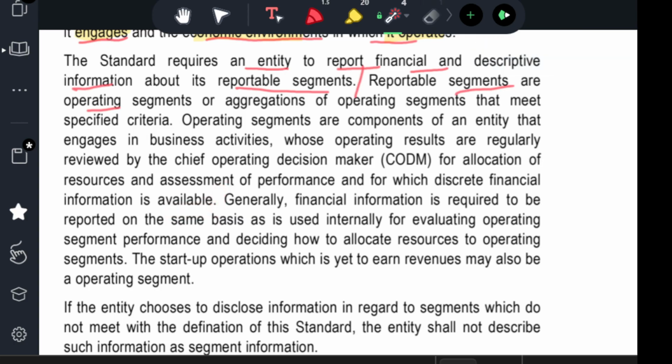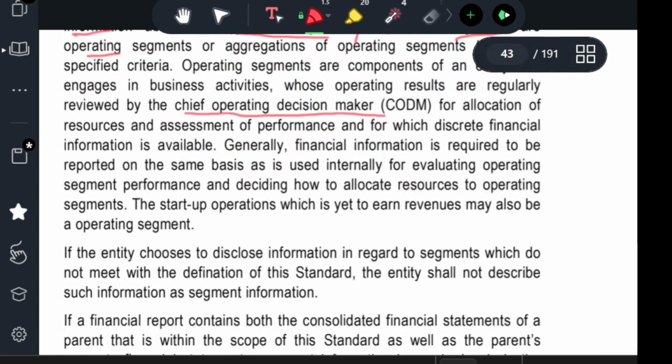So some resource has been used by the organization. What is the resource that has been used? How much resource has been used? What is the result of the use of resources? Is it effective or not? That should be analyzed by the chief operating decision maker. Generally, the financial information is required to be reported on the same basis as used internally for evaluating operating segment performance and deciding how to allocate resources to operating segments. So generally, the information they have is to be reported the way they usually report to the manager.